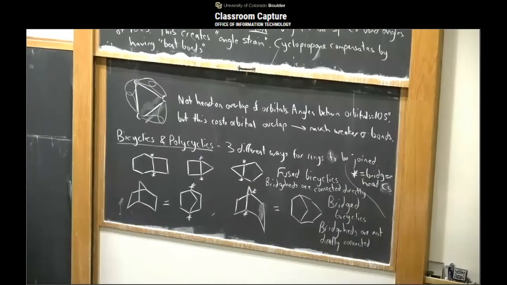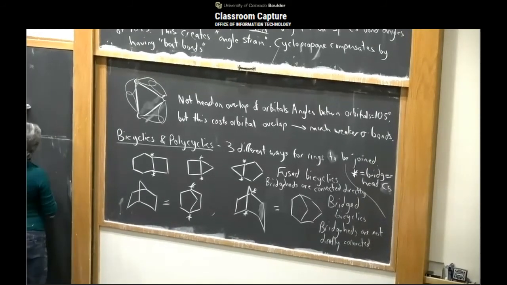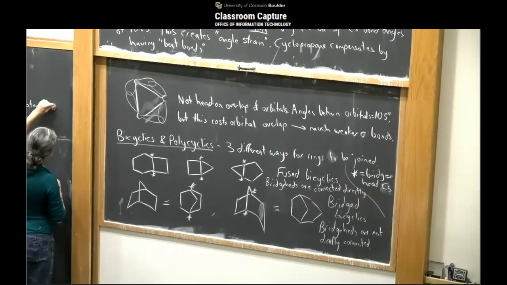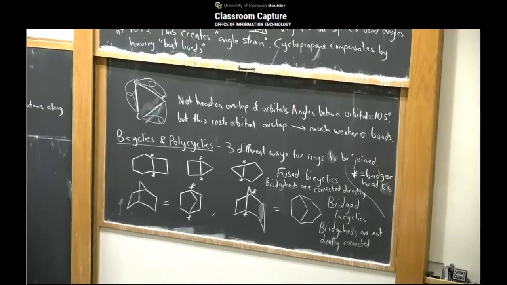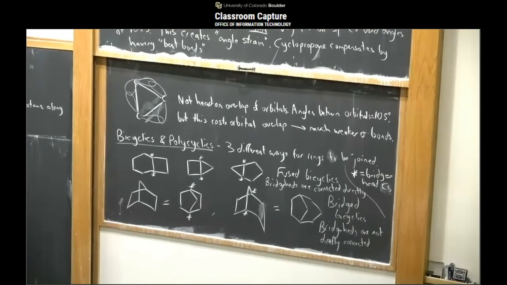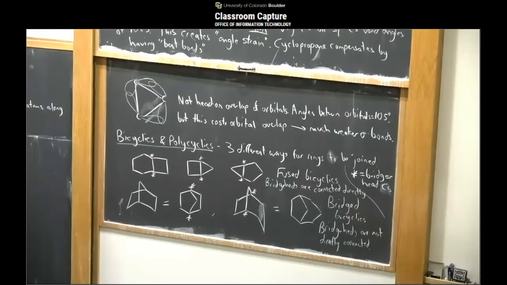To name these, what we're going to do is label the two bridgehead carbons, and then count each of the three routes between them. That doesn't include the bridgehead carbons.